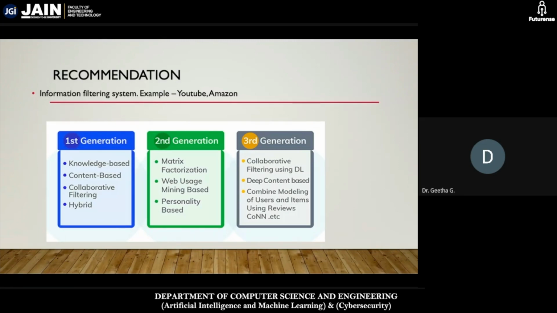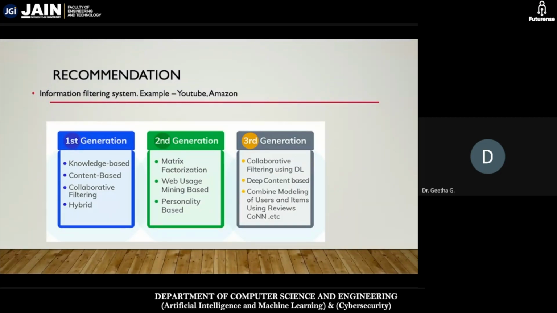So for recommendation systems, let's take another example also: Netflix. Netflix is using what is called collaborative filtering. Again, this information filtering system, we can classify into first generation, second generation, and third generation information filtering systems. When I say first generation, knowledge-based, content, collaborative filtering, hybrid, all these are first generation information filtering systems.